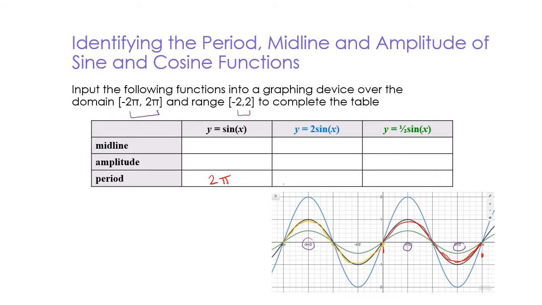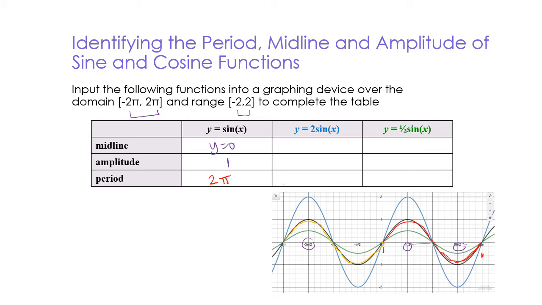I'm going to look just at this red chunk for finding the rest of them. Our midline is right here in the middle, which is at y equals 0. And our amplitude, we can see again, is 1. I'm hoping you've already paused the video, filled this out yourself, and then come back so we can talk about it together.